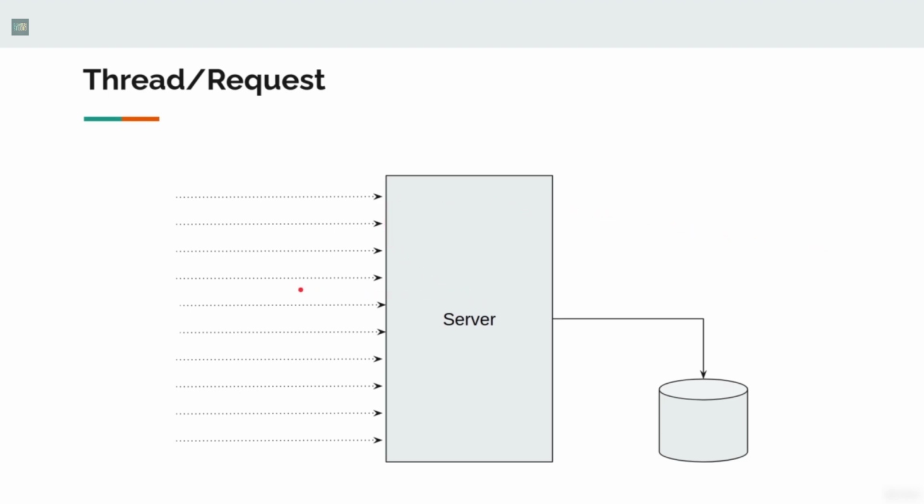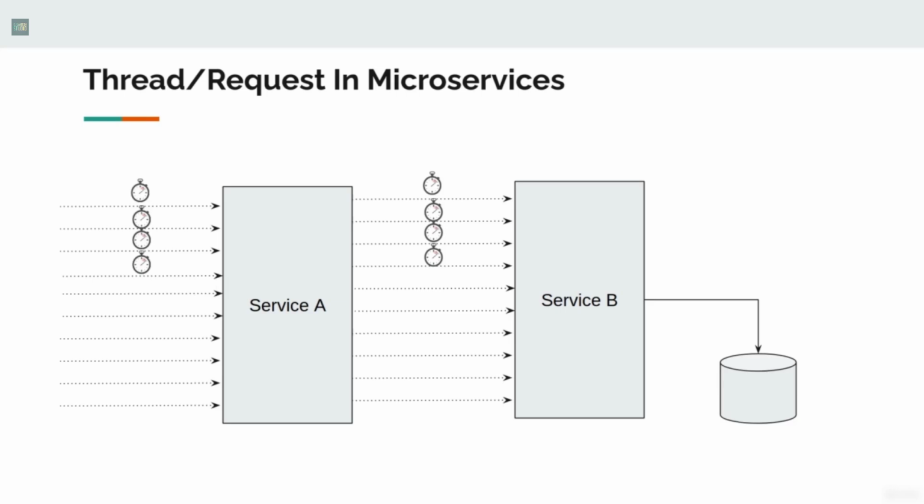Also, each thread needs to be assigned up to 1 MB of stack memory. If you have like 1 GB RAM and if you are expecting 400 concurrent requests, then you need 400 threads. So 400 MB of RAM will be used just for these threads alone without including the memory required for doing the actual work.